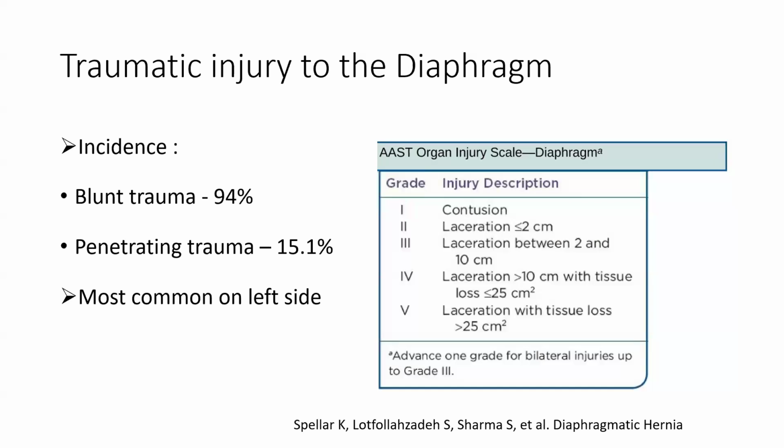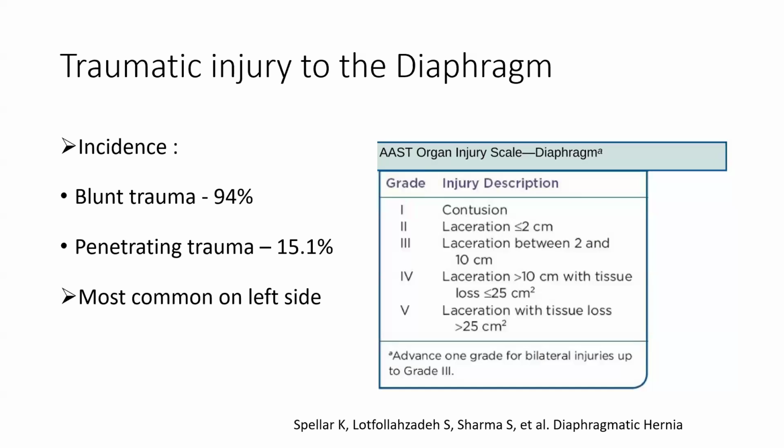The American Association for the Surgery of Trauma Organ Injury Scale for the diaphragm is depicted in the table. Grade 1 includes contusion, grade 2 is laceration less than 2 centimeters, and grade 3 is laceration between 2 and 10 centimeters. Grade 4 is laceration greater than 10 centimeters with tissue loss less than 25 centimeters square, and grade 5 is laceration with tissue loss greater than 25 centimeters square.